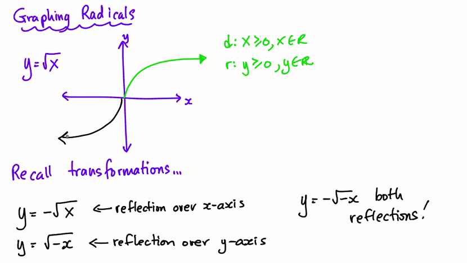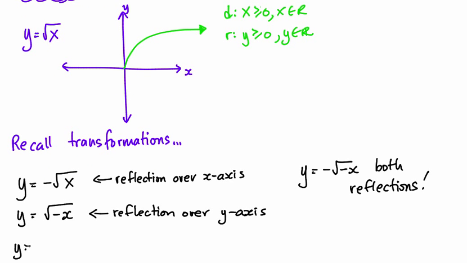If instead of doing reflections, what happens if I start doing some compressions and expansions? Well, same things that we saw in the transformations section. If I have y equals 2 root x, I am doubling all the y values, and my graph goes like this. So this value is now doubled. It's not the best scale, but those values are all doubled.